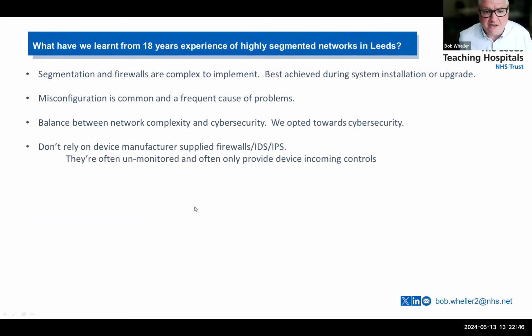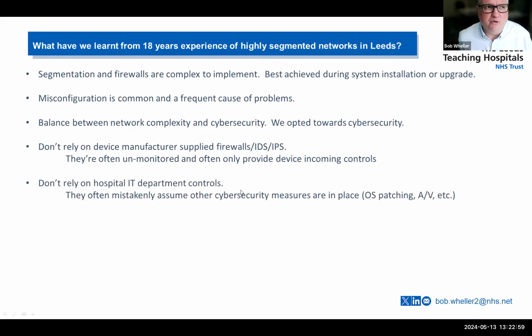What I would say is don't rely on the manufacturer's supplied firewalls or intrusion detection or intrusion protection systems. They're often unmonitored. And the second thing is that they often only provide incoming controls, and they assume that malicious software will not be coming out of their devices into the rest of the hospital. And we've certainly experienced that more than once.